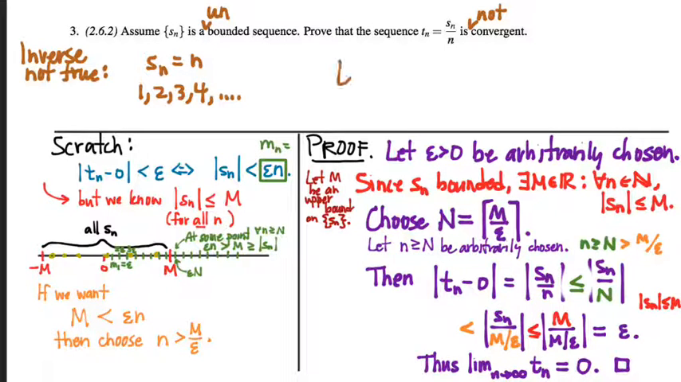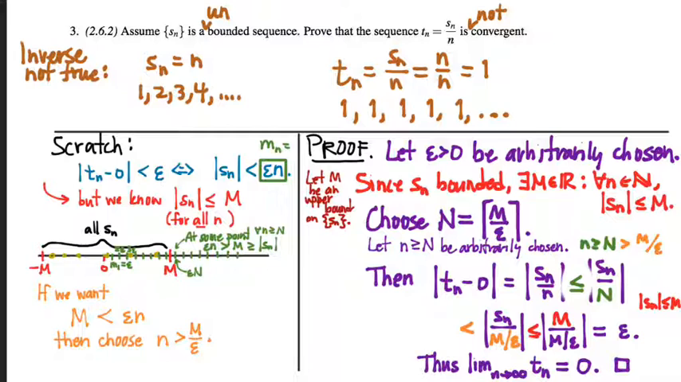But then Tn, Sn over n, what does the Tn sequence end up being? The Tn sequence ends up being a constant sequence of ones. And how do we know that a constant sequence of ones is going to converge? Yeah, it converges to 1.